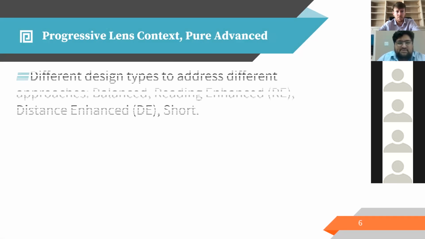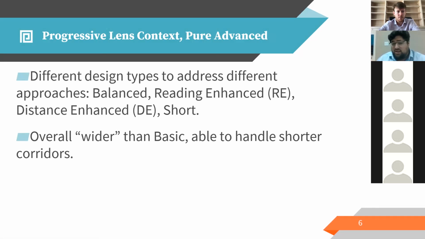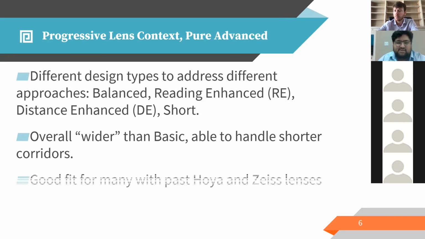And you have the Pure Advanced. It has a series of designs within it. So you've got your balanced. The RE is reading enhanced. It's not a short. It's just enhanced to focus on the reading corridor at the cost of a little bit of distance and intermediate. The inverse there is the distance enhanced, where you're going to focus on distance, and then a straight short design where you're compressing the corridor to get it to fit. Overall, wider than the basic, and you can handle a lower fitting height, 14, 15, 16. Even the balanced design is going to address that a lot smarter than the basic does.